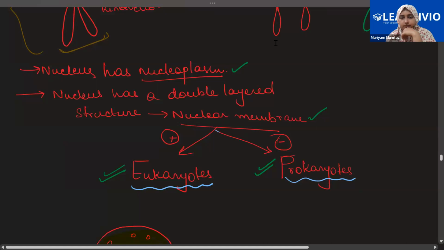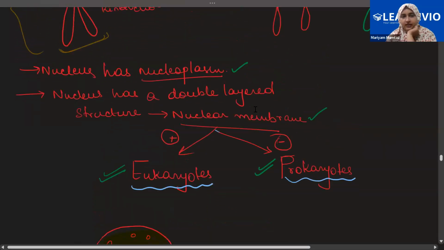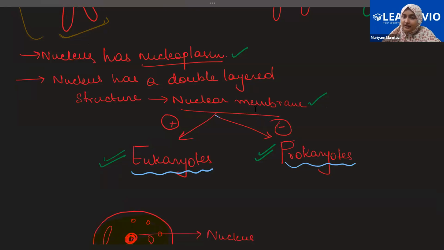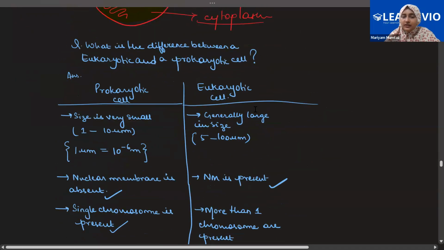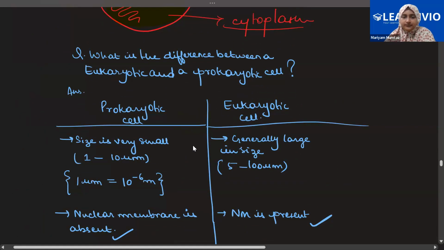Okay, very good. All right. So up until now, we had discussed the nucleus, the components of the nuclear membrane, and the organisms that have the nuclear membrane or not. Now we'll see in depth about the differences between a eukaryotic and a prokaryotic cell.